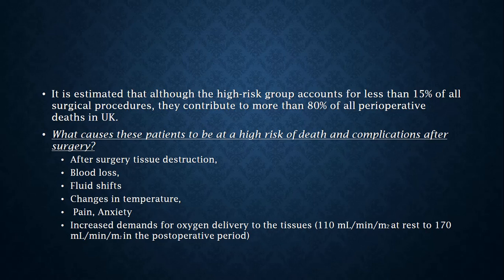What are the factors that put these patients at high risk of death and complication after surgery? There are factors like tissue destruction, significant amount of blood loss or significant fluid shift, changes in temperature, patients with excessive anxiety and pain, and of course there is increased demand for oxygen delivery to the tissues. Normally it's around 110 ml per minute per square meter of the body surface area at rest, and that demand increases to 170 ml per minute per square meter in the postoperative period.